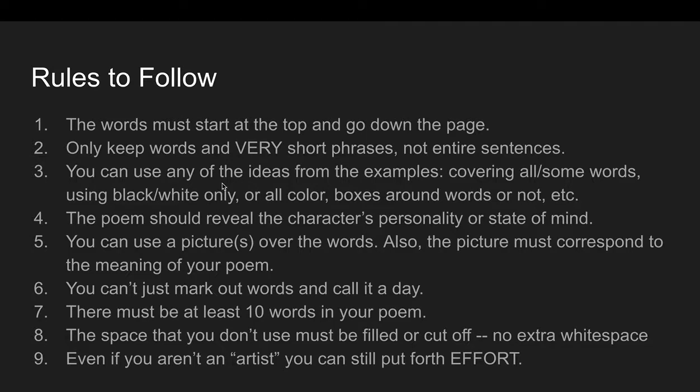And here are the main rules that I want you to follow for this assignment. The words must start at the very top and go down the page. You should only keep words and very short phrases and not entire sentences. You can use any of the ideas from the examples that I've already shown. You can cover all or some of the words, use black or white only, or you can use all colors. You can box around words or not. The poem should reveal the character's personality or state of mind, or something related to Romeo and Juliet. It can also be a theme. You can use a picture or pictures over the words.